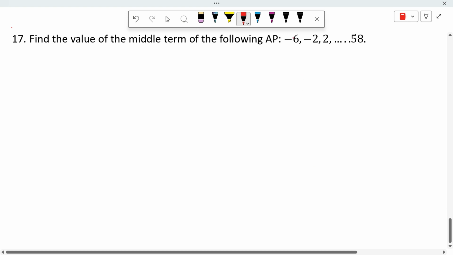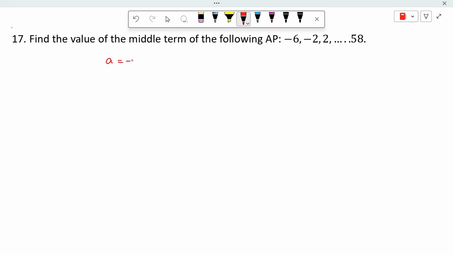Question number 17. Find the value of the middle term of an AP. So, in order to find the middle term of an AP, first let me find the number of terms. So, from the given sequence, I can filter a, that is minus 6, and d is a2 minus a1, which is going to be minus 2 minus of minus 6. Remember, a2 is minus 2 minus of minus 6. Okay, be careful with the sign. So it is minus 2 plus 6. So d is positive 4.